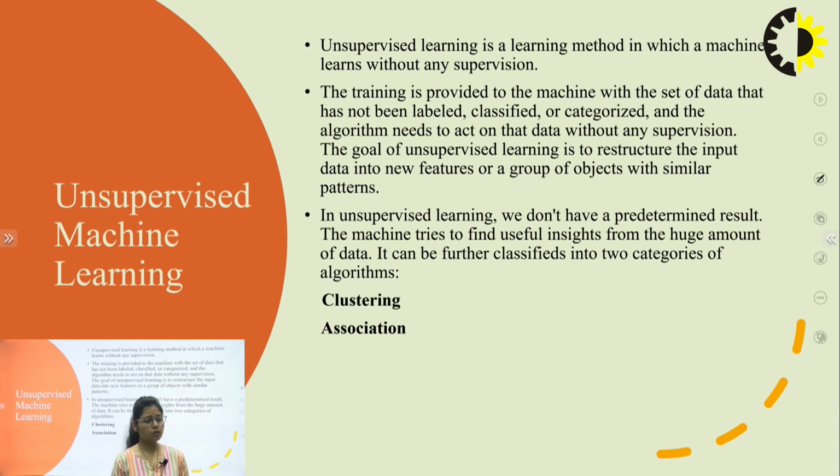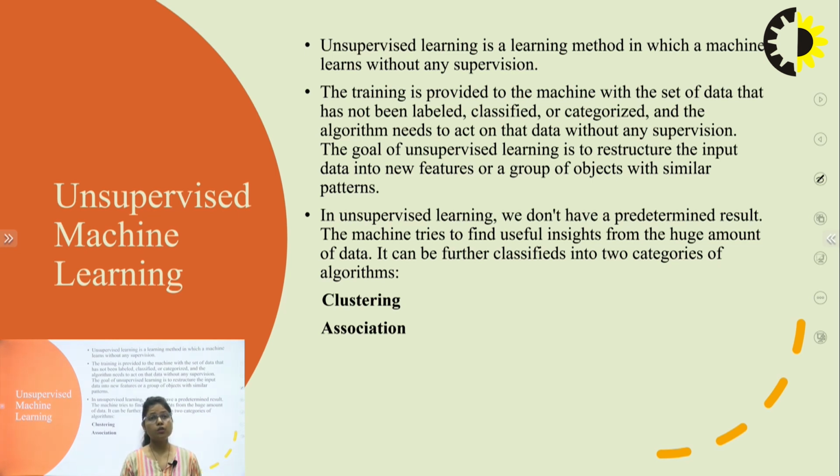Unsupervised learning. In unsupervised learning, we use an unlabeled dataset. This is basically good for real-world problems. Unsupervised machine learning is a learning method in which a machine learns without any supervision. We don't have any supervision. The training is provided to the machine with a set of data that is not labeled, classified, or categorized, and the algorithm needs to act on that data without any supervision.